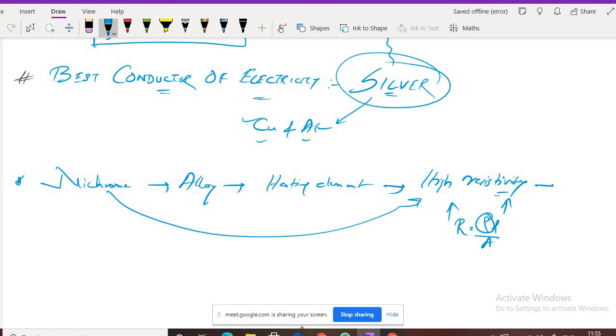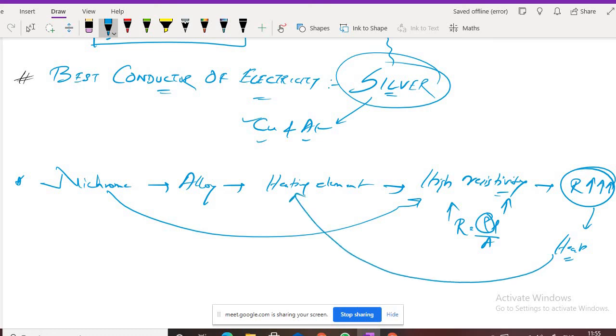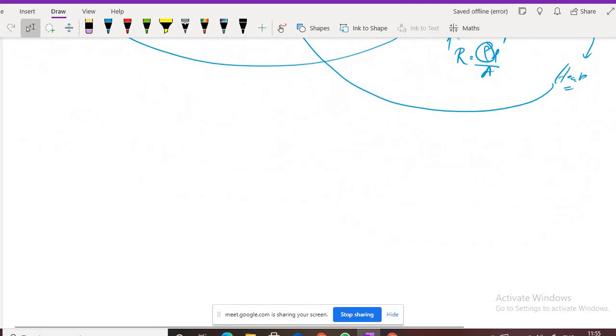So high resistivity means resistance is also more. As resistance is more, it releases heat. That's why we use nichrome as the heating element. Tell me, have you understood? Yes, sir. Still, if you face any problem, you can directly tell me.